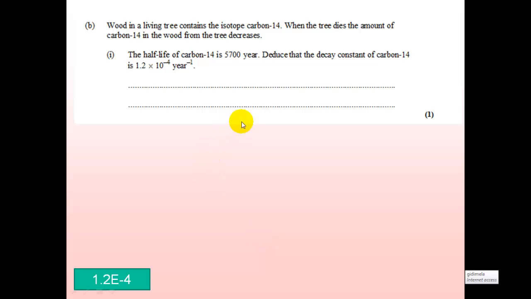This is another question you could try. The wood in a living tree contains the isotope carbon-14. When the tree dies, the amount of carbon-14 in the wood from the tree decreases. The half-life of carbon-14 is 5,700 years. Deduce that the decay constant of carbon-14 is 1.2 times 10 to the minus 4 per year. You can do this in terms of years and don't convert to seconds. Just stick to years and the units will work out. You should end up with a value for the decay constant of 1.2 times 10 to the minus 4.